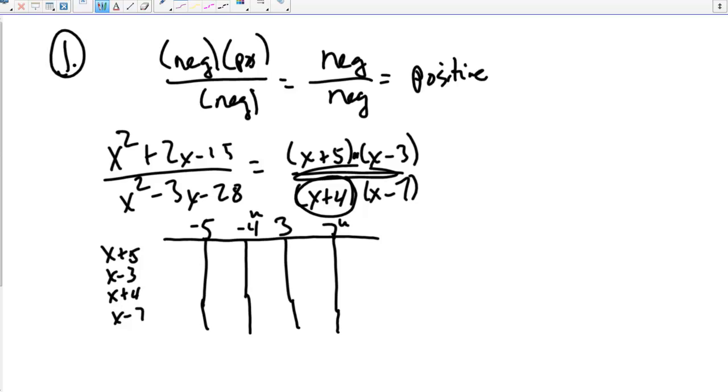Well, x plus 5 can only change sign at negative 5. We plug in a value before negative 5, say negative 6, we get a negative value. We plug in a value after negative 5, say 73, and we get a positive value. We know that this is not going to change sign after negative 5.